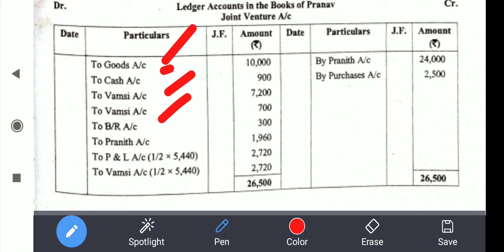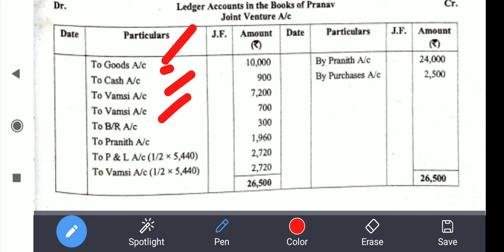Then draw a bill. What is the journal entry? Joint venture account debit to Vamshi account. That is the drawing of the bill. Then after that, the expenses incurred, that is the 700 expenses. First one is the bill amount. Second one is the expenses amount.